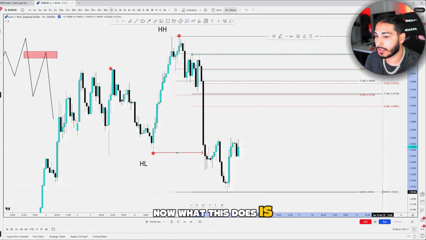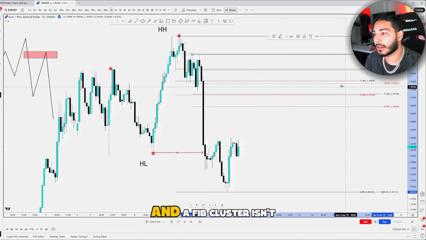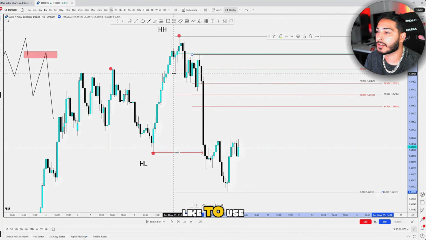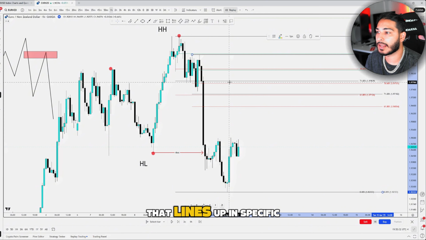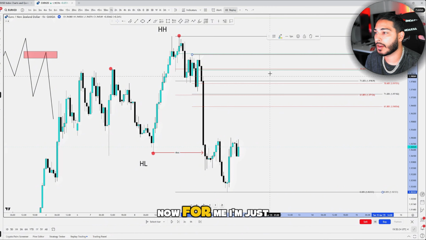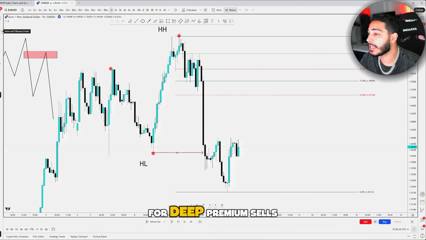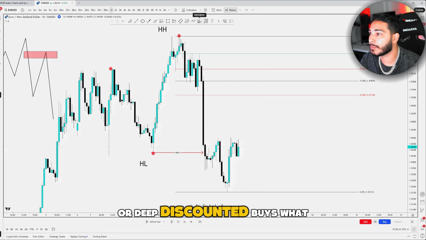Now, what this does is it kind of gives me a cluster, and a fib cluster isn't a make or break thing. It's just something that I like to use just to see if there's anything that lines up in specific areas. Now, for me, I'm just going to use the higher time frame one. I know that I'm looking for deep premium sells or deep discounted buys.